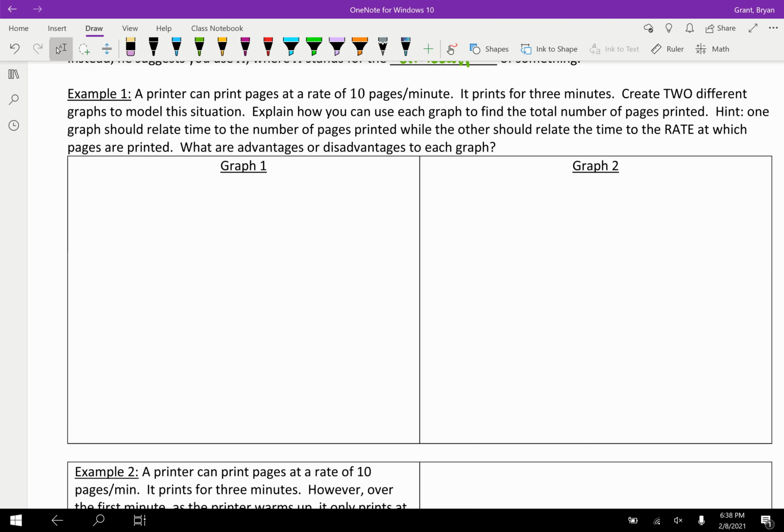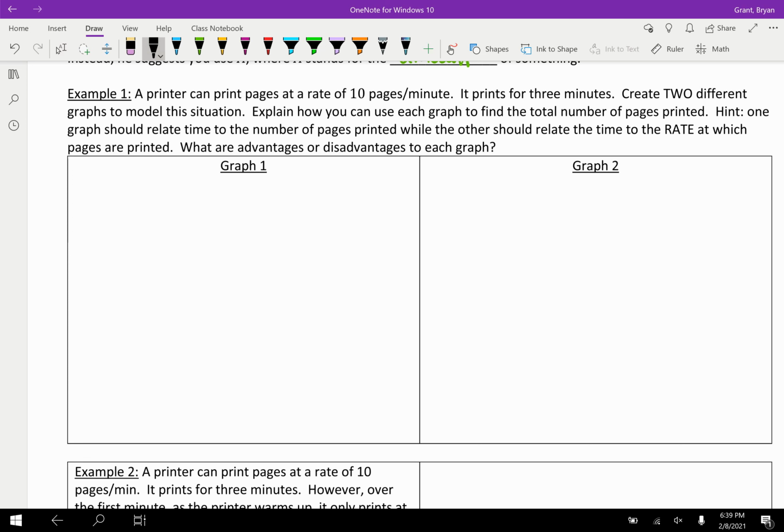All right, here we go. A printer can print pages, excellent, good so far, at a rate of 10 pages per minute. It prints for 3 minutes. Your goal is to create 2 different graphs to model this situation, and then explain how you can use each graph to find the total number of pages printed.